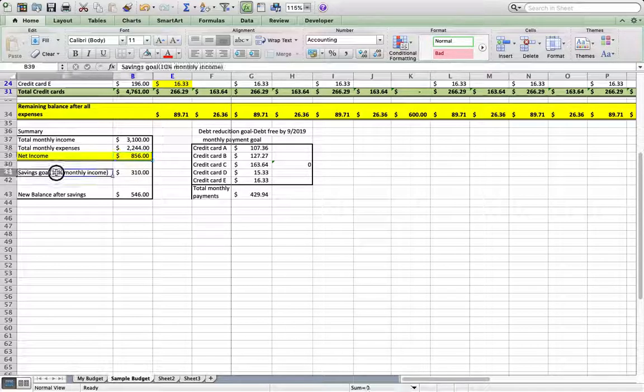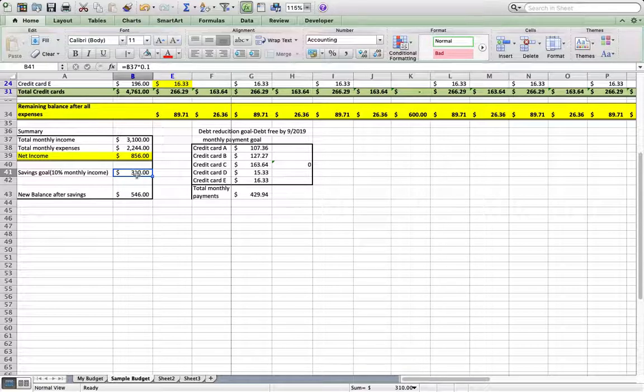I also like to put a savings goal of 10%. I just put 10% here because that's the standard minimum that you should be saving. We should always save a little something, and I advise to keep a little bit at home. This person's monthly salary is $3,100, and 10% of $3,100 is $310. So that's your aim to save for the month.